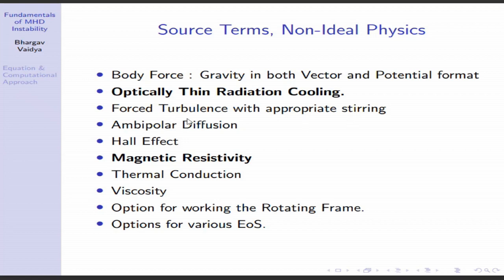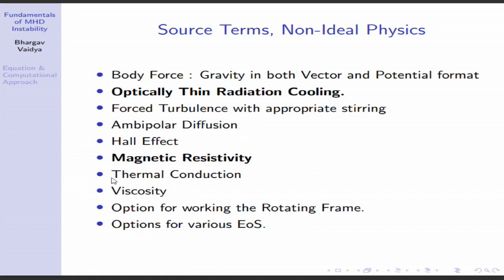Then you have other effects like ambipolar diffusion and Hall effect. So those are also there. There are additional effects in your MHD problem, so they are also sometimes very important. For example, ambipolar diffusion plays a crucial role when you're talking about collapse of molecular clouds. There you will have quasi-neutral plasma, with molecules or neutrals which will slip away from the magnetic field. That is essentially what ambipolar diffusion does.